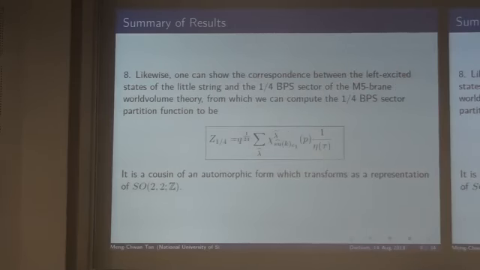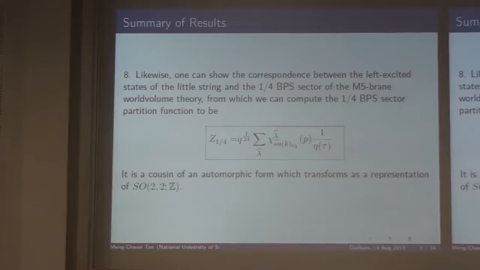Now let's look at the quarter BPS. Okay, quarter BPS of the whole volume theory means annihilated by 4 supercharges out of the 16. And those 4 supercharges are inherited from the 4 left-moving on the world sheet. So if you're looking at states that are annihilated by the 4 left-moving on the world sheet, that would correspond to the quarter BPS of the 6D theory.